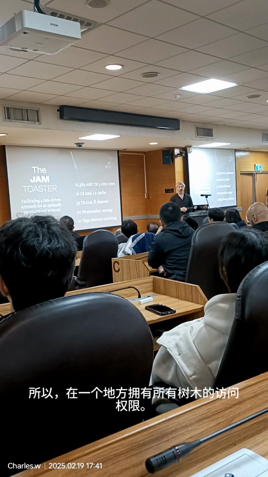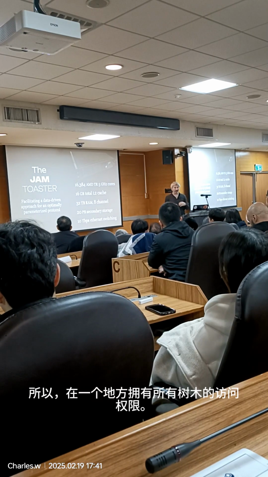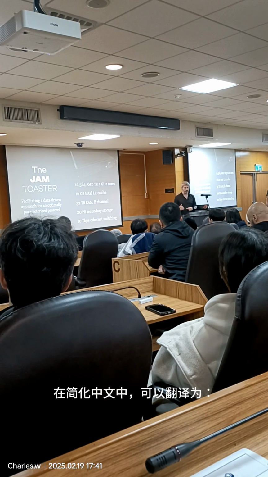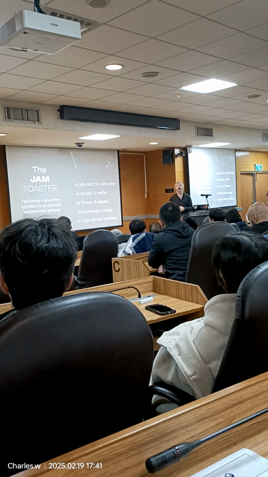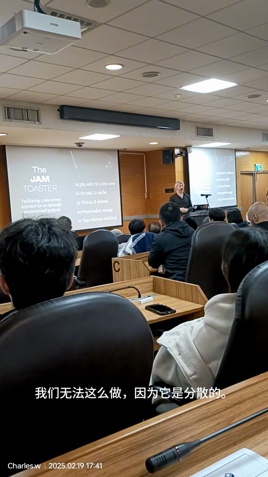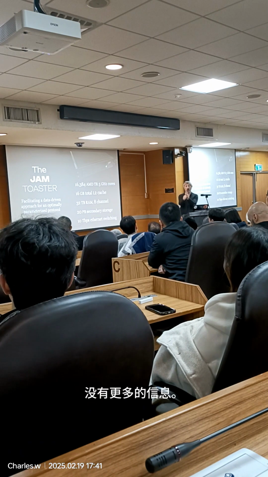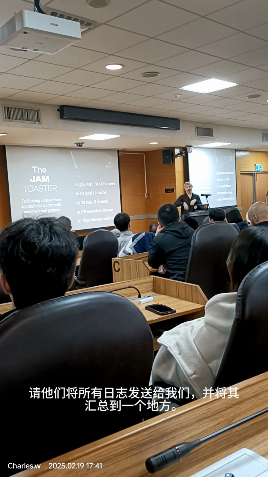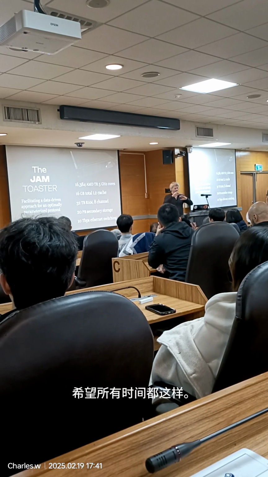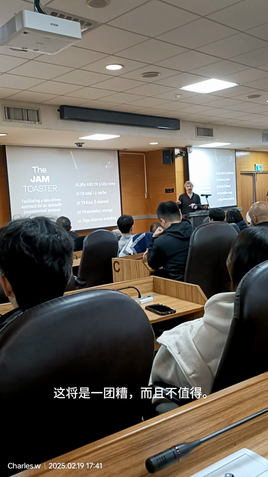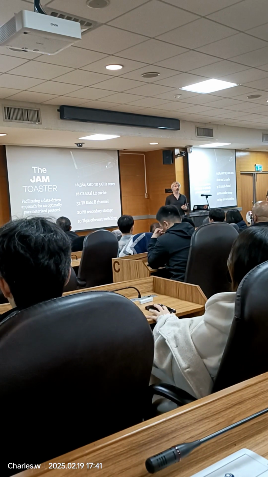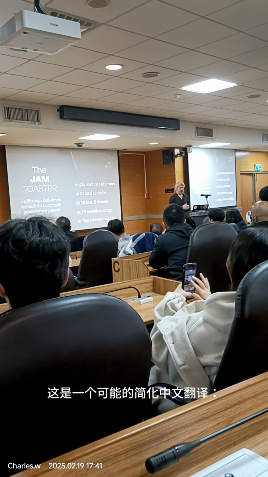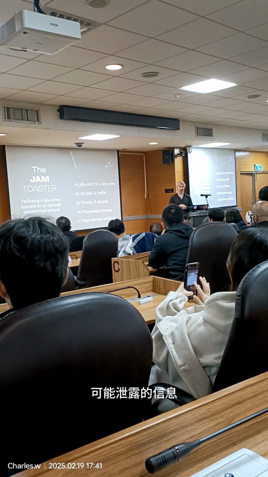So having access to all of the trees in one place, ideally amalgamating all of that information again into a single place, is really useful. We can't do this on a live system because it's decentralized. First we'd have to know all the validators, and then we'd have to get them all to send us all of their logs into one place and hope that all their time clocks were synchronized. It would be a mess, and it wouldn't be resilient. If any one person knows all the validators, that's a potentially compromising piece of information.